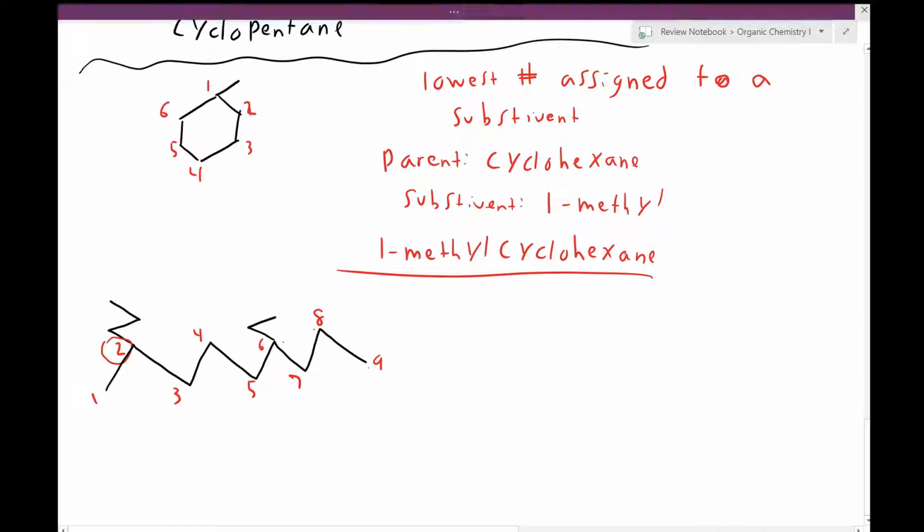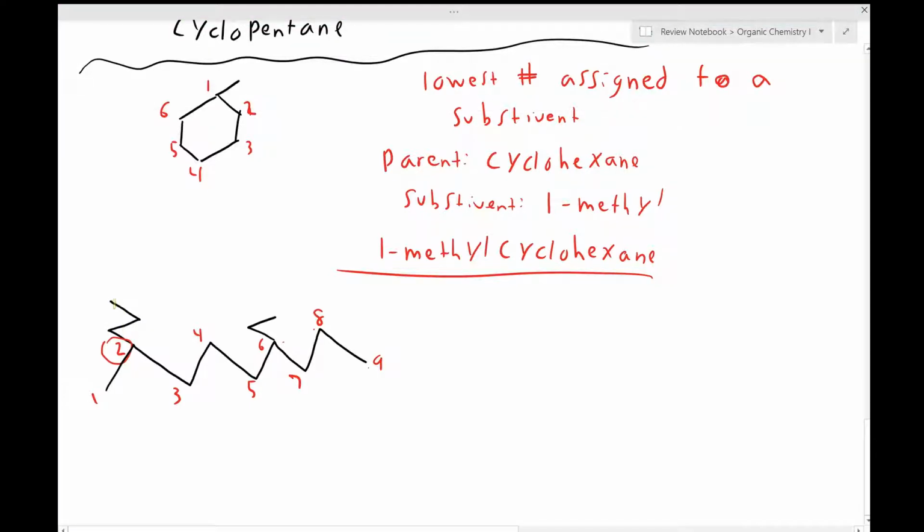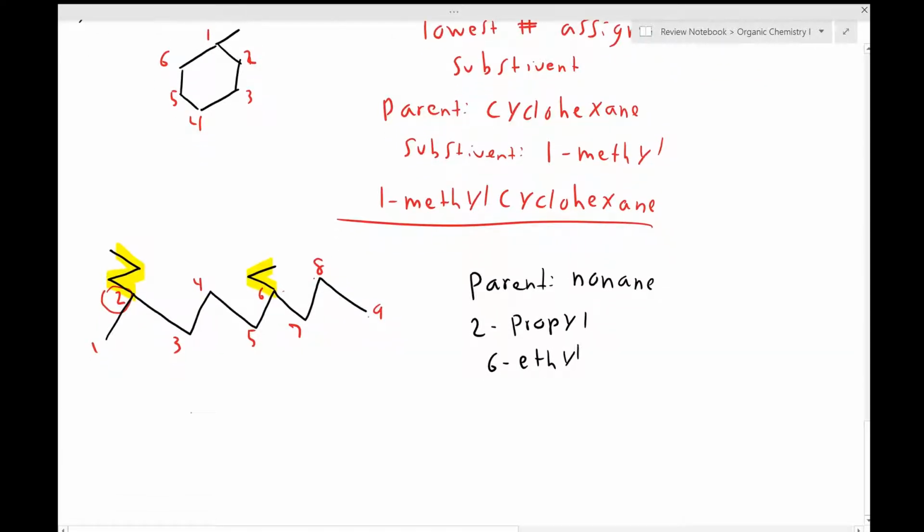So, highlighting our substituent groups, we don't have any methyl groups here. Our parent is 9 carbons, so it's nonane. We have a 2-propyl group, and we have a 6-ethyl group. So, to name it: 6-ethyl-2-propylnonane.